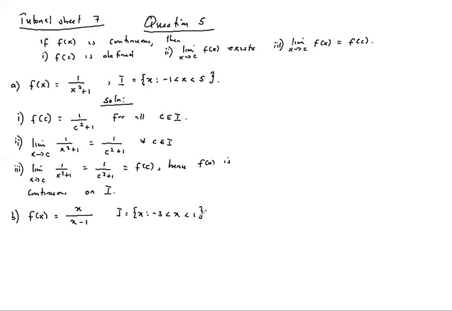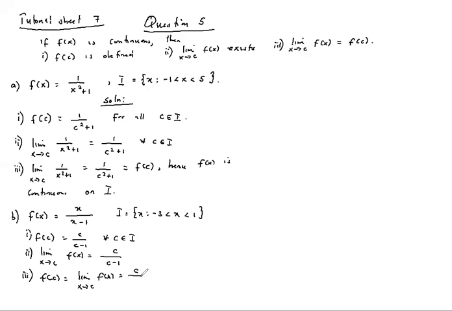So you have step one, f of c will be c over c minus 1 for all c in I. And the limit here as x goes to c of f of x is going to be c over c minus 1. And the third property, just comparing, those two are the same. So f of c is the same as the limit as x goes to c of f of x, which is c over c minus 1. Hence, continuous on I. So there's nothing much there.